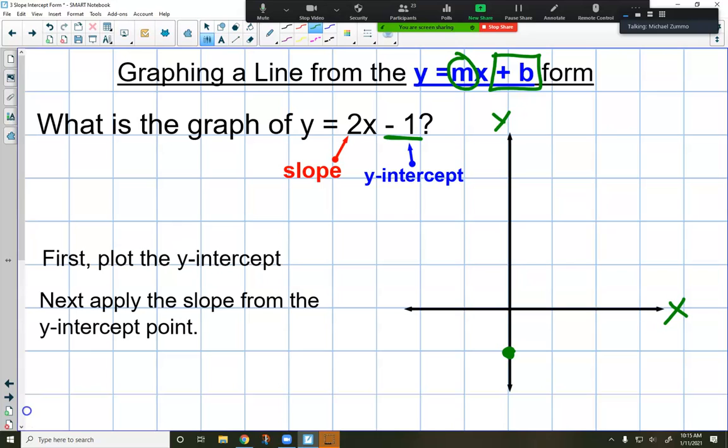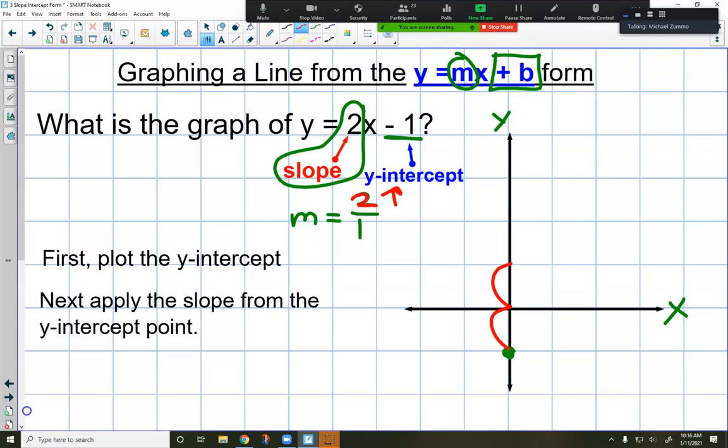Next, we're going to apply the slope from the y-intercept. My slope is 2. Okay, we can see that right here. Remember, we try to think of slope as a fraction. So when we see the number 2, 2 as a fraction is 2 over 1. The numerator, which is the 2, tells us the vertical change, if we're going up or down. Because the 2 is positive, that tells us to move upward. So from here, you would go up 2 units.